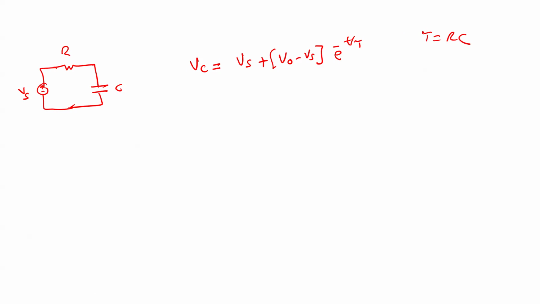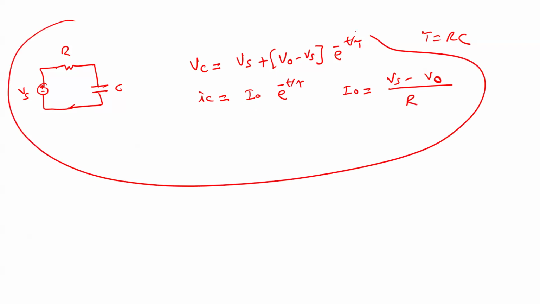Also, IC, you know how I calculated it, but I will give you the final answer. I already explained how I calculated it. Here I know e to the minus t divided by tau, and here it is equal to Vs minus V0, the initial voltage of the capacitor, divided by R. That's it. Now I will show you, using these two equations, how I will solve the coming examples. Is that okay, guys? Easy, right?